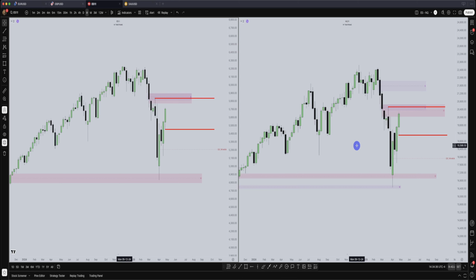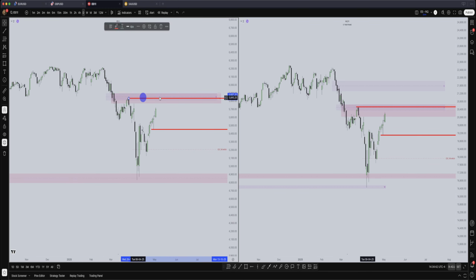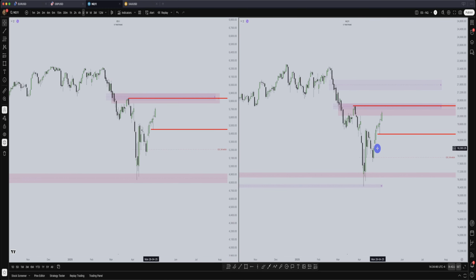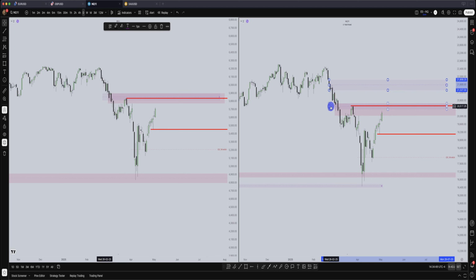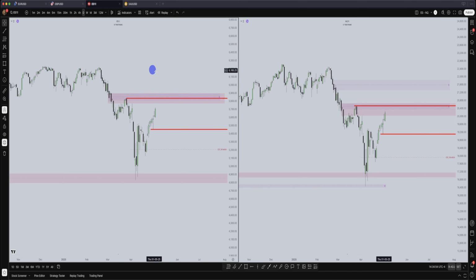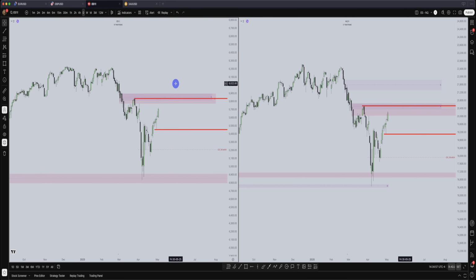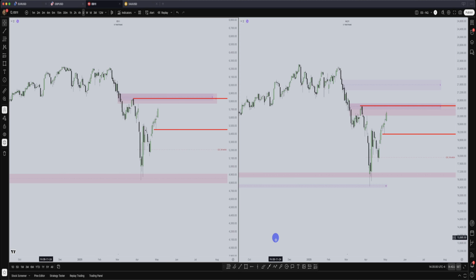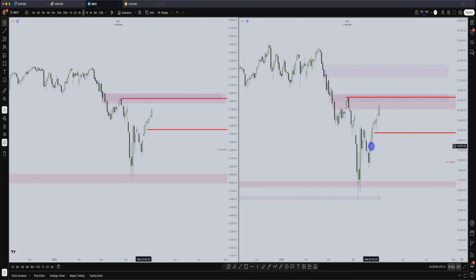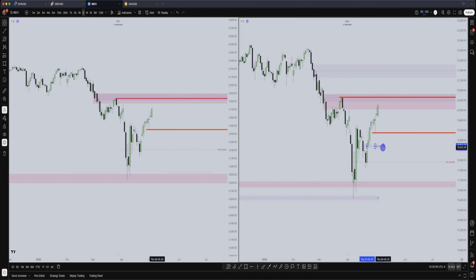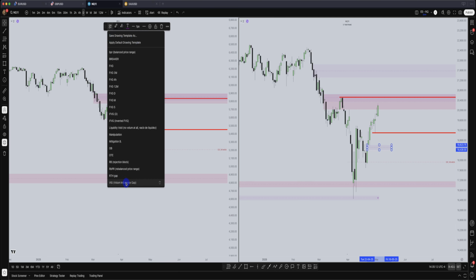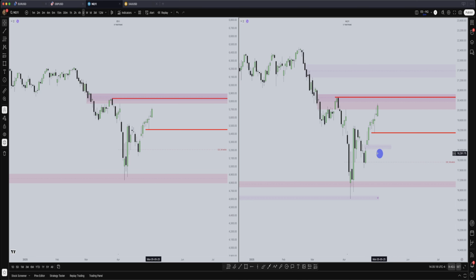Okay, so I will go to daily. I hope you can see this. I will put it like this to make it more clear. Okay, beautiful. So as you can see, we have this area. We have a volume imbalance gap. Well, it's kind of, yeah.